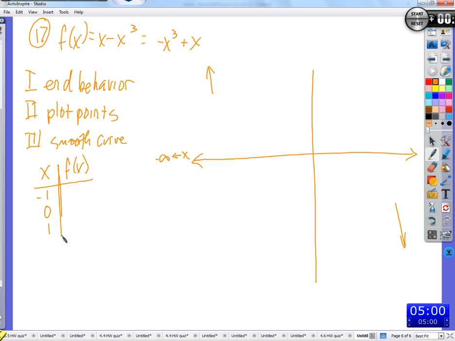I can use synthetic substitution if I want. That's not a bad idea, especially if you want to do numbers like 2 or 3. That's a lot easier. The 1s and 0s, it's not as hard.